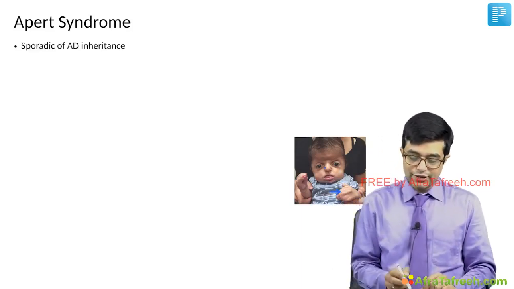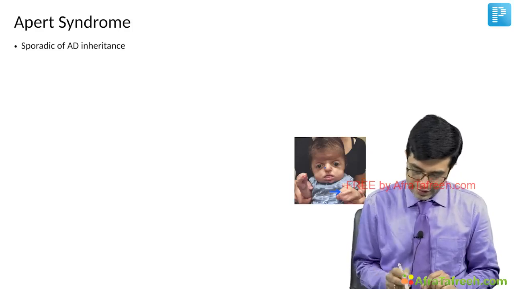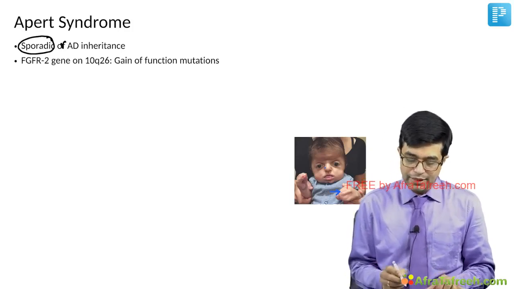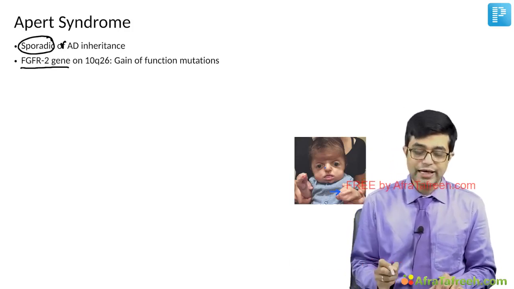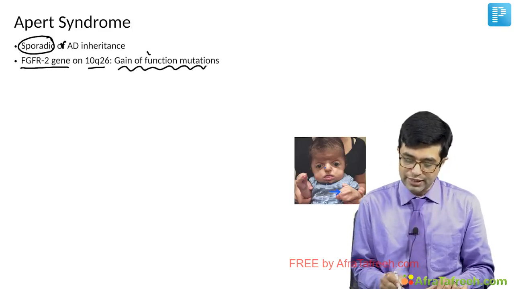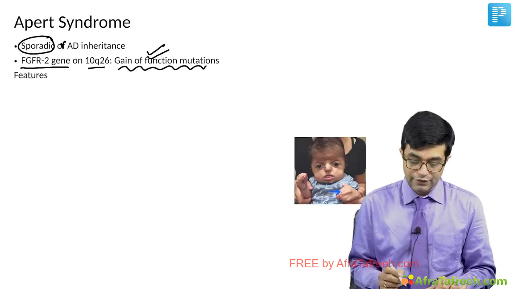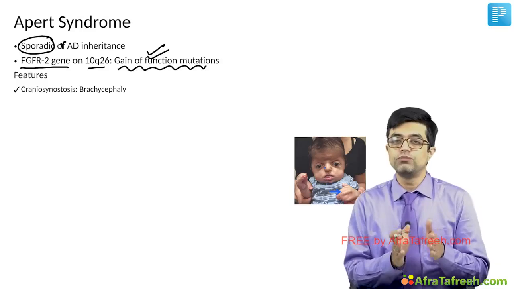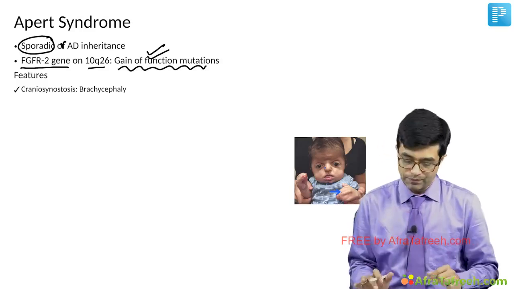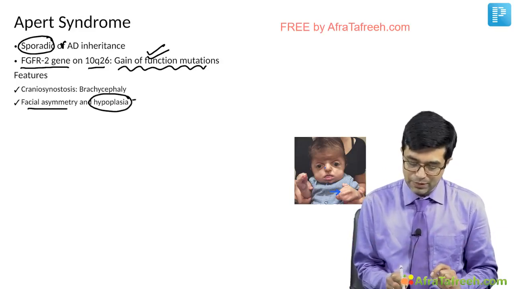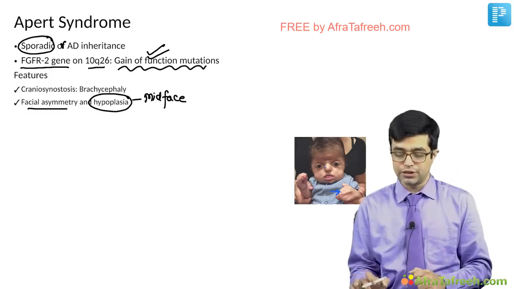So it shows either sporadic or autosomal dominant inheritance. Sporadic is found to be more common than autosomal dominant. Apert syndrome is due to mutations involving the FGFR2 gene on 10q26, and the type of mutations are gain of function mutations. The features of Apert syndrome include brachycephaly. So the brachycephaly is common to both Crouzon and Apert syndrome. However, they are found to have facial asymmetry which is more dramatic and hypoplasia involving the mid-face.